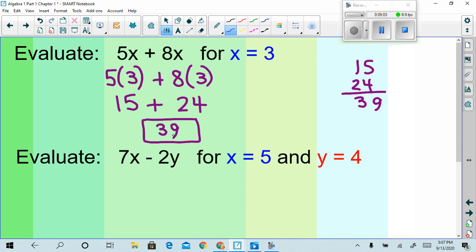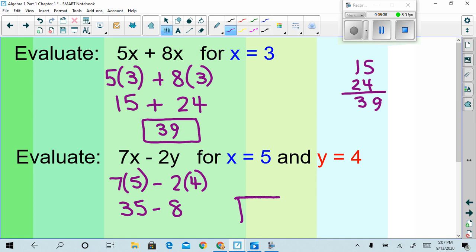In the second one, again, being sure that I put the right variable value in, but substituting a 5 for x and a 4 for y. I'm going to get 7 times 5 is 35, and 2 times 4 is 8. Again, think about being sure that you have the right variable in the right place, substituting the given values, and then you go ahead and use your order of operations. And if you got 27, then we agree. If we disagree, we'll talk about that during our Zoom session.